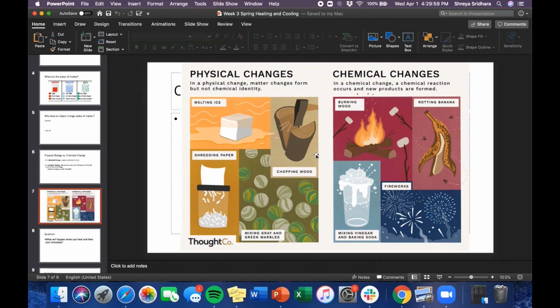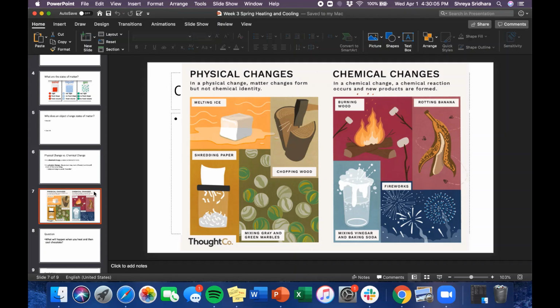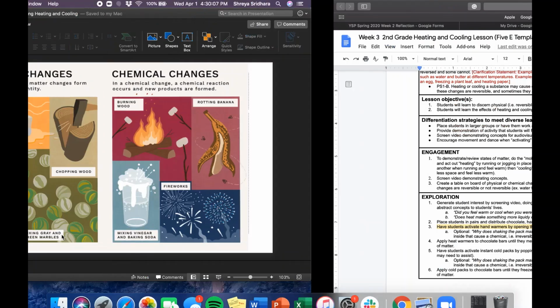And if you can explain this now, that will definitely help for the week 4 lesson, which talks about chemical reactions. If not, that's okay too. You don't want to overwhelm them with too much content.